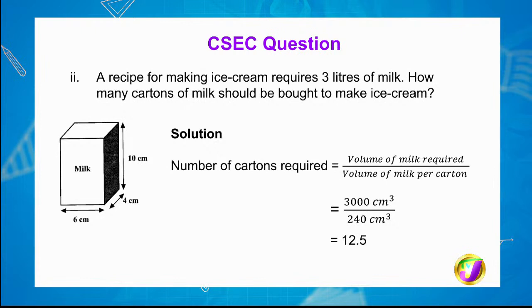So I'm getting 12.5 here, but 12 and a half? Do they sell half a carton of milk? Well, it depends on where you live. So let's answer this question: how many cartons of milk should be bought? All right, so you're going to have to buy 13. No arguments, Latoya. You're going to have to buy 13 because we cannot get half a carton in our supermarkets.